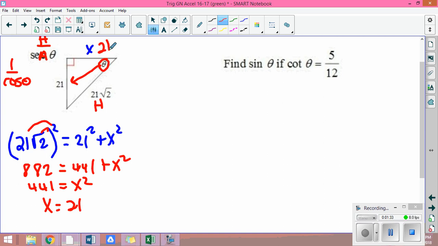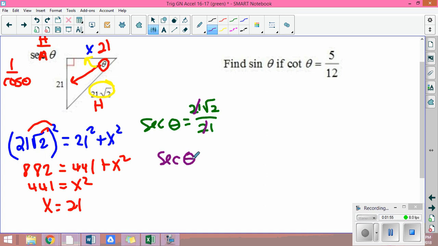So now I know my adjacent and I know my hypotenuse. And so my secant of theta is hypotenuse 21 square root of 2 over 21. Be sure to reduce your fractions. So the secant of theta is the square root of 2.